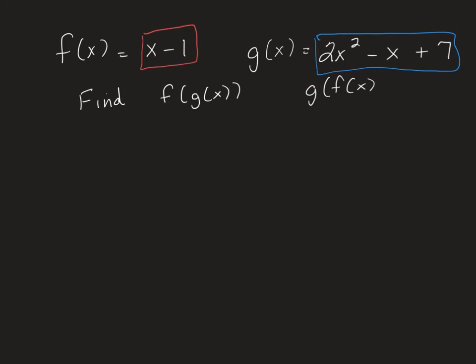So again, let's prep it. So this is x minus 1. And inside that x space, we're going to put the 2x squared minus x plus 7.